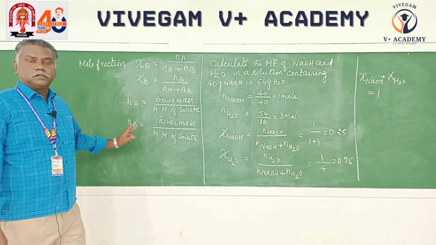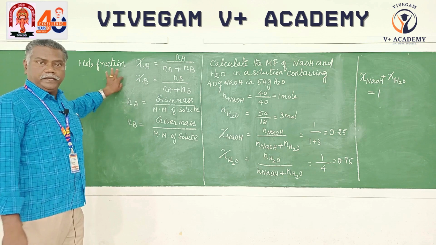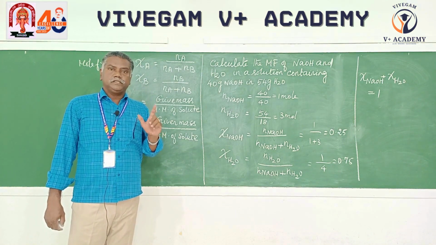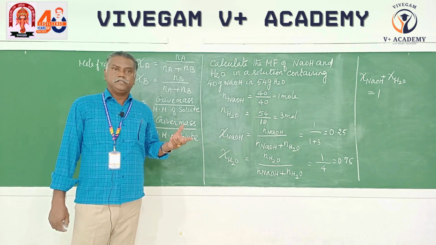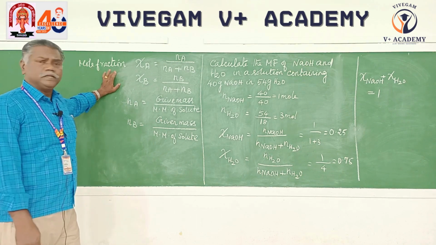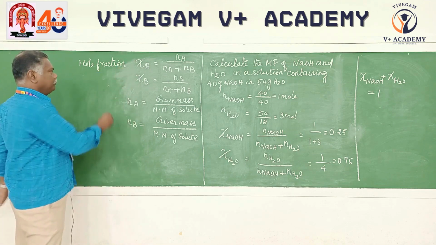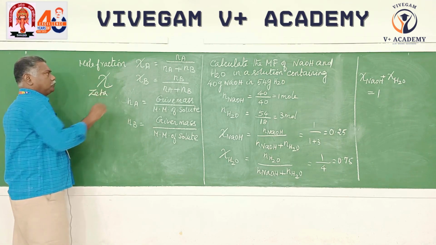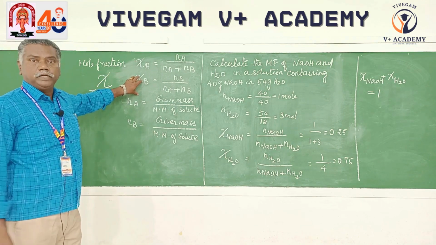Now the next concentration term is mole fraction. Here we have a binary system, that is one is component A, another one is component B. So in this binary system, we have to calculate the mole fraction. Mole fraction is denoted by the letter zeta. So zeta A and zeta B we have to calculate.